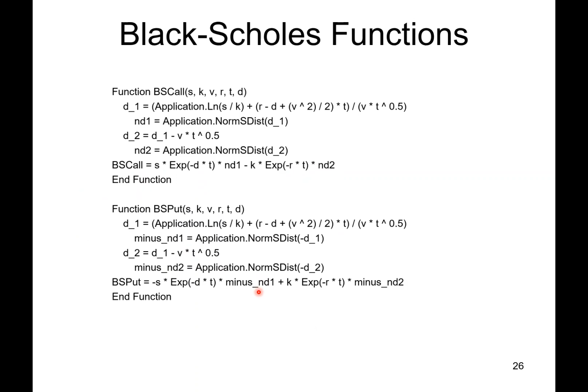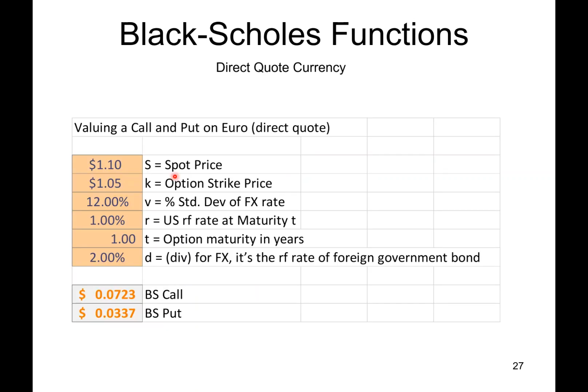Let's talk a little bit about the Black-Scholes formula. Here's the function. It's in the spreadsheet. If you want to value a call or a put on a currency, this model is made for stocks, but we're going to use it for currencies. So we're going to put in the current spot price of the currency. Say the euro is selling for $1.10. You want an option to buy or sell the currency at, say, $1.05.